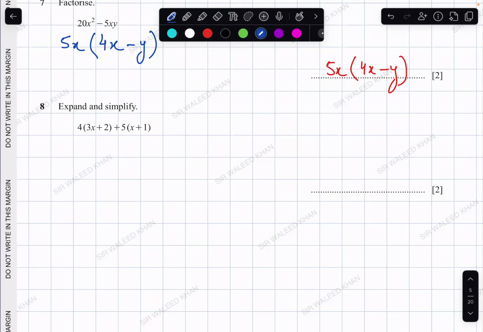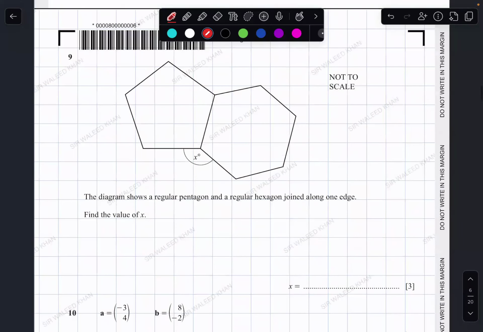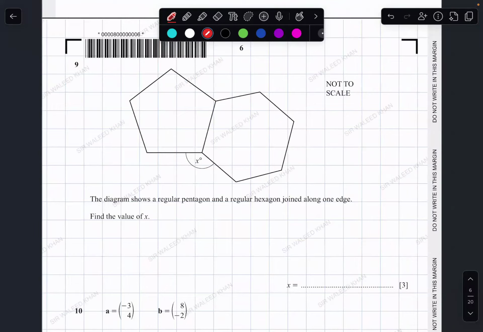So I have to multiply this with both the brackets. Sorry, with the first bracket. So that will be 12x plus 8 plus 5x plus 5. Now group them. So we have 17x plus 30. Next one, question number 9. We have to find the value of x.